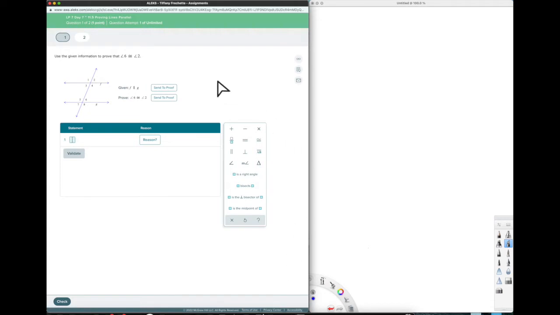Another big one is that it actually affects the gradebook when you click that button so that your teacher can see what you've been working on and hopefully it will improve your grade there.